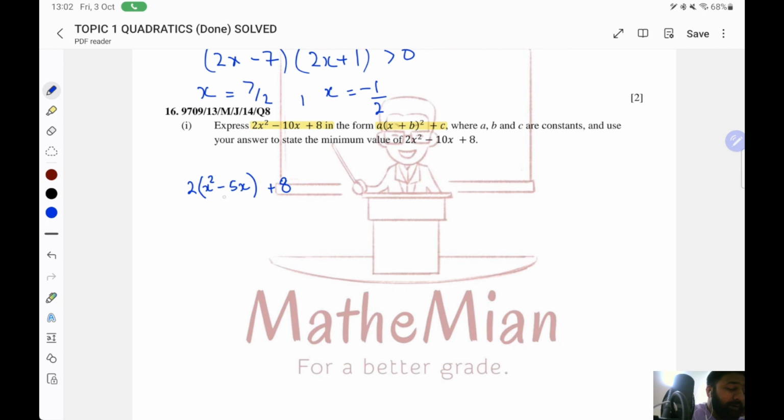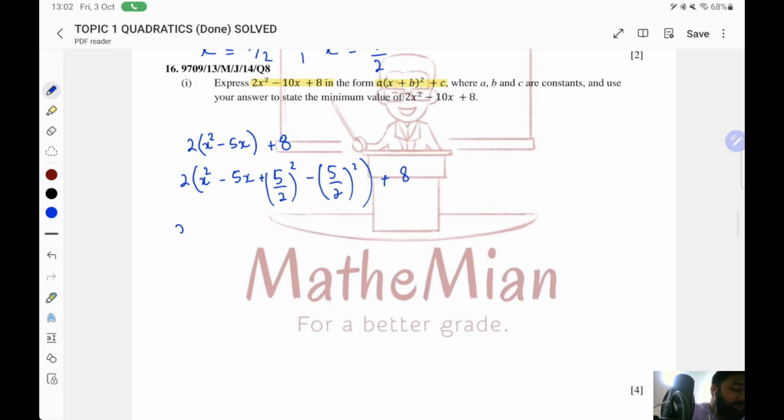Next step would be to half the coefficient of x. The half of 5 is 5 by 2. I'll add the square of it, and then we'll subtract the square of it. 8 will be there at the end. So these first three terms are going to make an identity, and that will be x minus 5 divided by 2 whole square minus 25 by 4 plus 8.